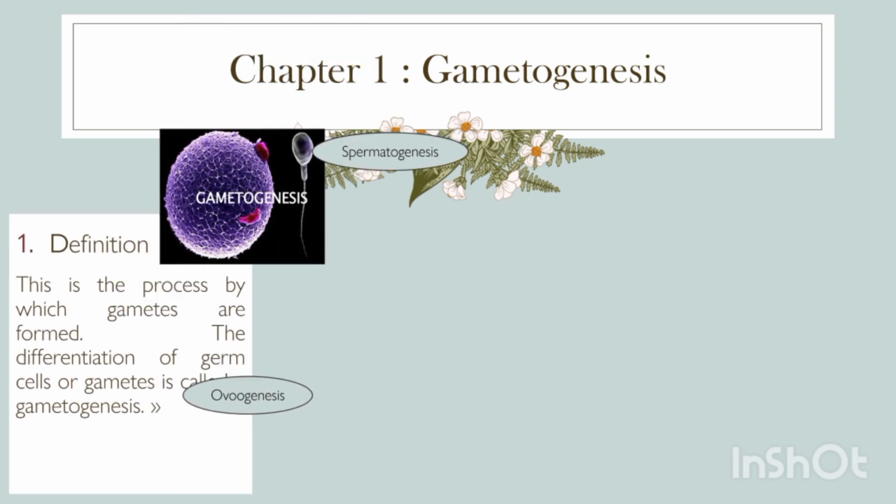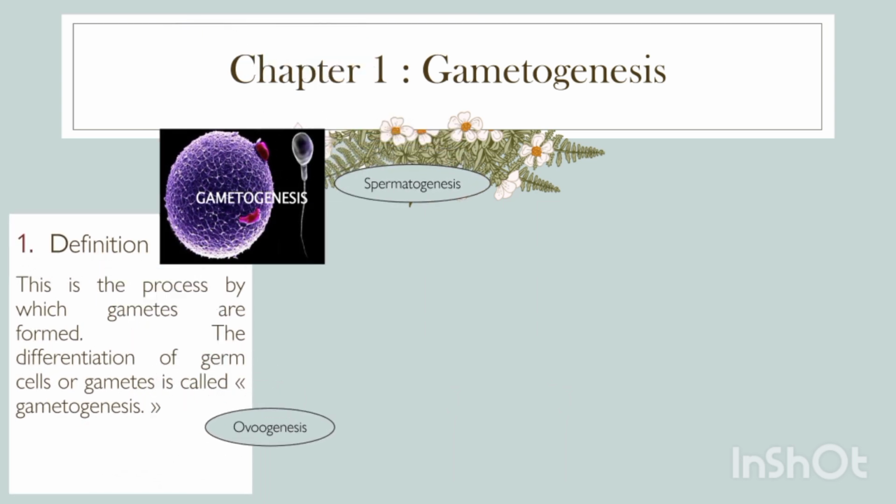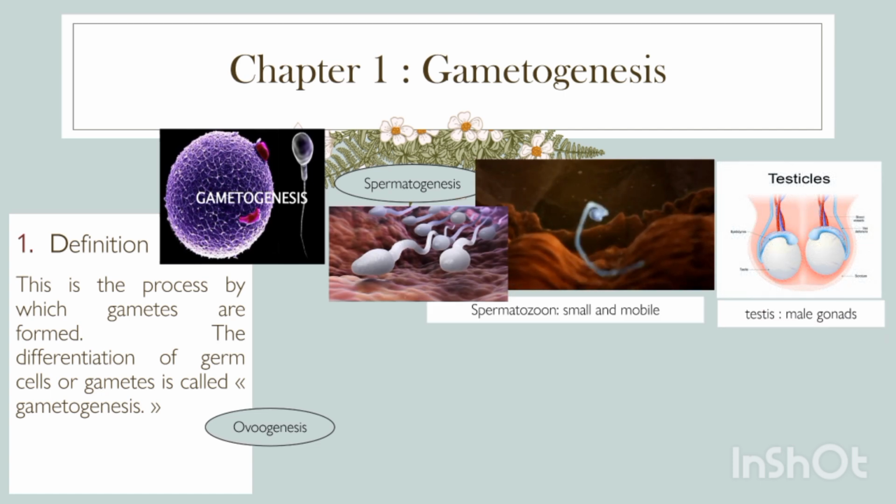What is gametogenesis? Gametogenesis is the process by which gametes are formed. The differentiation of germ cells or gametes is called gametogenesis. Gametogenesis is called spermatogenesis or ovogenesis, depending on the sex, male or female.